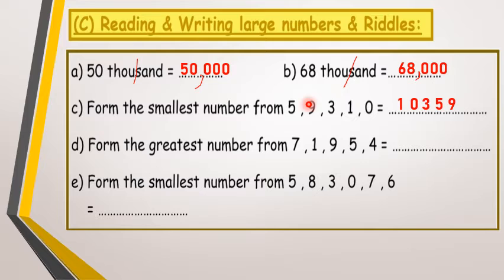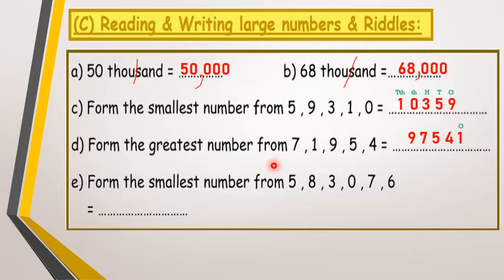Now I will put the place values to read the number. So the number will be 10,359. I want to form here the greatest number using these digits. To form the greatest number, I will put the greatest digit first, in the greatest place value. So I'll start with 9. Then after 9 I have 7, 5, 4, then 1.